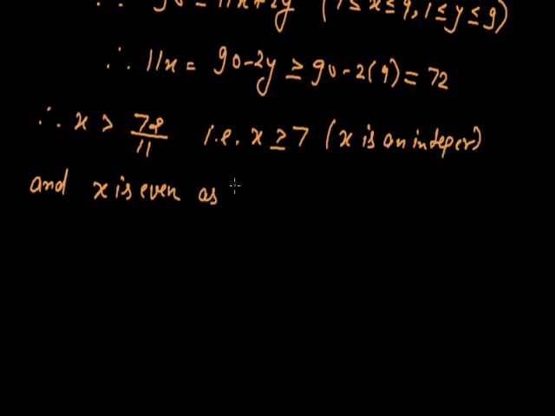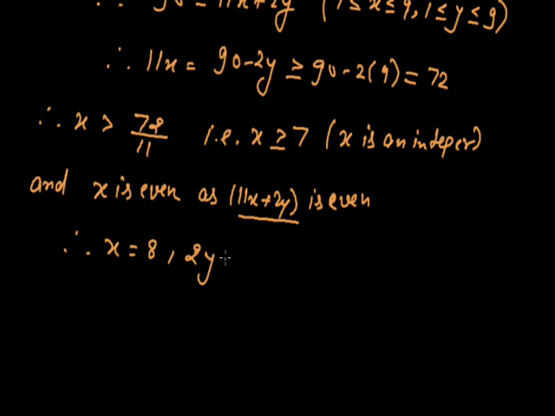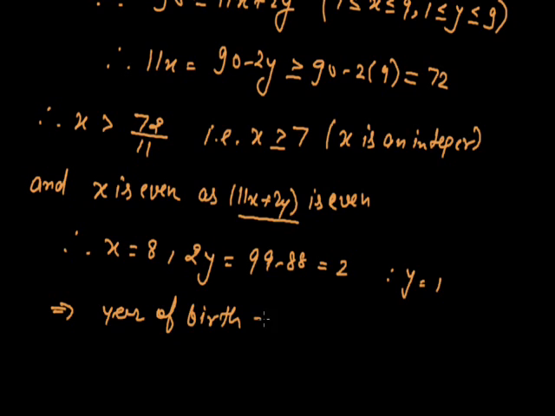Why is x even? As 11x plus 2y is even. So for this quantity to be even, 2y is already even, so 11x should be even. Now for 11x to be even, x should be even. So I can say that x is equal to 8. So 2y will be equal to 90 minus 88, that is 2. So y is equal to 1. So from here I have year of birth is equal to 19xy, that means 1981, that is our answer.